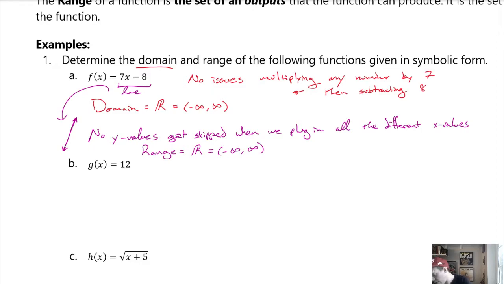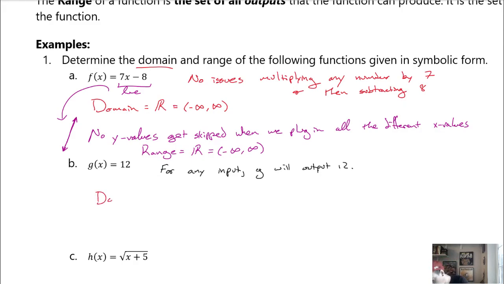Let's look at part B. We have g of x equals 12. So for this function, the way this is designed is that for any input, the function g will output 12. And what we note here is that this is true for any input, that I can plug in any x value and the function g will always output 12.